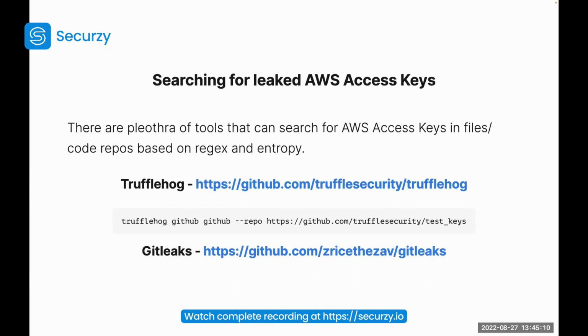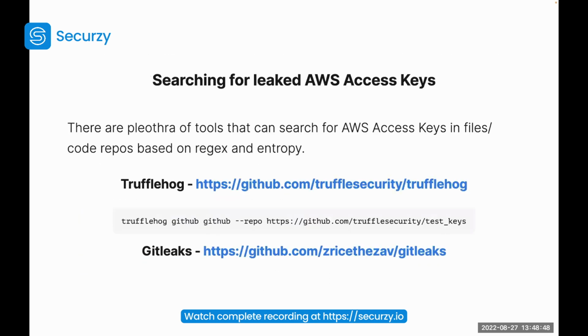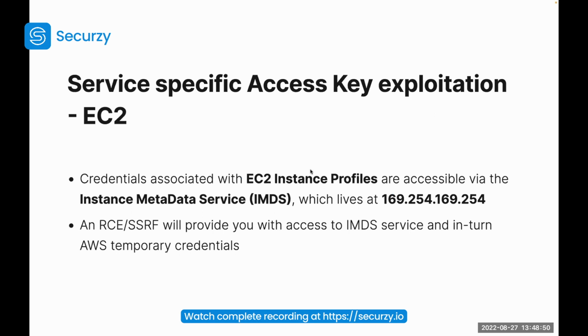And I also use ripgrep a lot, which is basically grep that is written in Rust and it's super fast. So you can use these tools and you can find AWS access keys. This is where I'll spend most time. This is where we are jumping, which is exploiting application vulnerabilities. And this is where I'll also go talk about a bunch of case studies.